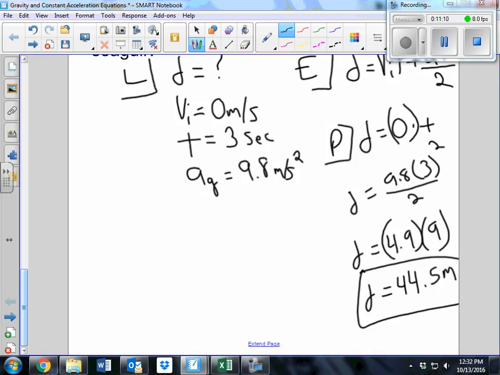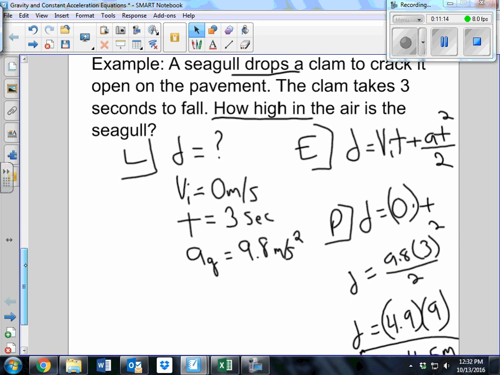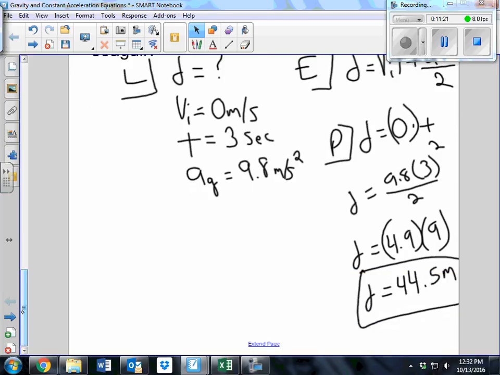So notice I followed LEPA. I listed my variables with the units. I listed the equation I needed. I plugged in and solved, and I got an answer and circled it. And if you notice, it didn't take me too long to do that. So I will be checking this tomorrow. So make sure you have this done.